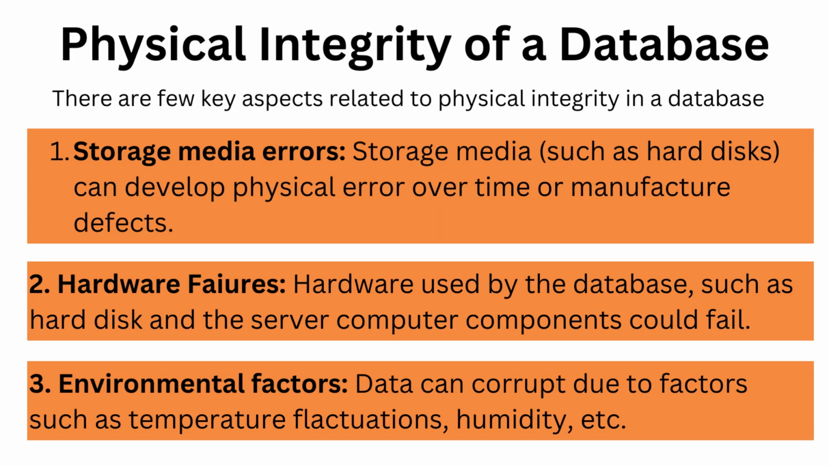integrity. Physical integrity of a database refers to the protection and preservation of the actual data stored in the physical storage medium. It ensures that the data remains intact, free from corruption, and accessible whenever we want. So, maintaining the physical integrity of a database is essential to ensure the reliability and availability of the data. Here are some key aspects related to the physical integrity of a database.